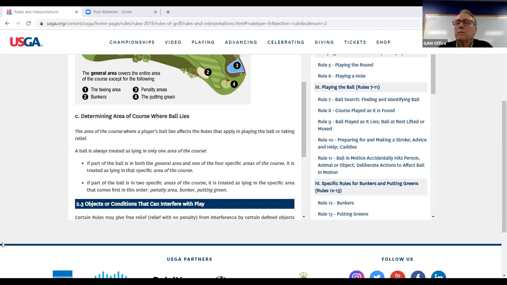Any questions on that then? I just have one comment on that. Check rule 17. If the no play zone is in a penalty area and it's just stance and swing that are interfered with, you can take free relief in the penalty area in that case for your stance and swing, or you can take penalty relief. That's the one time you can take free relief within the penalty area. That's a good point. Okay, thanks for pointing it out. As long as you drop the ball within the penalty area.